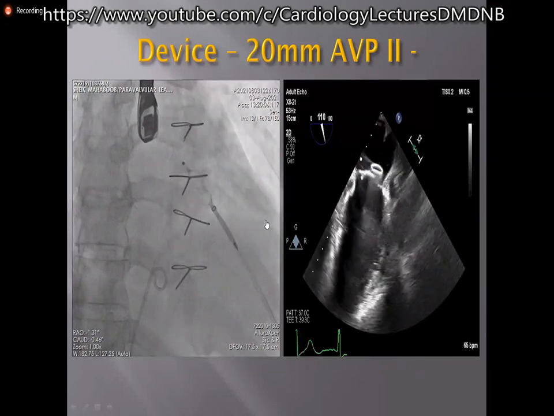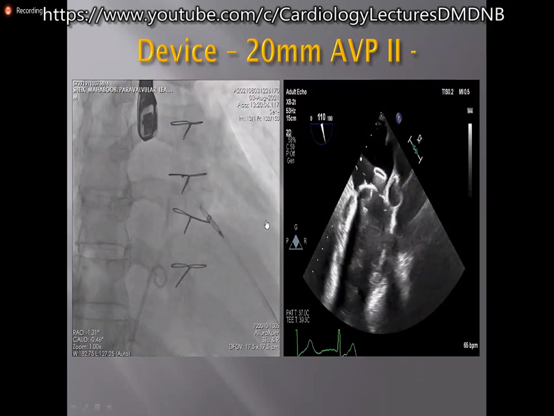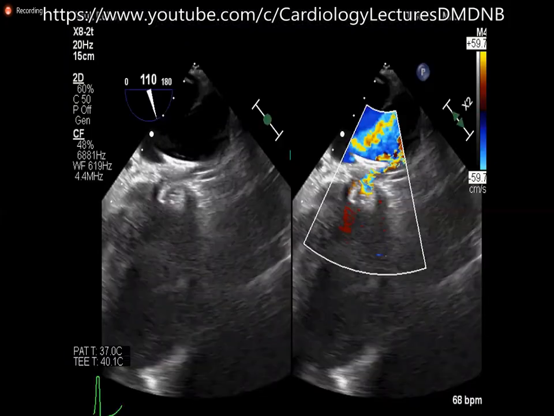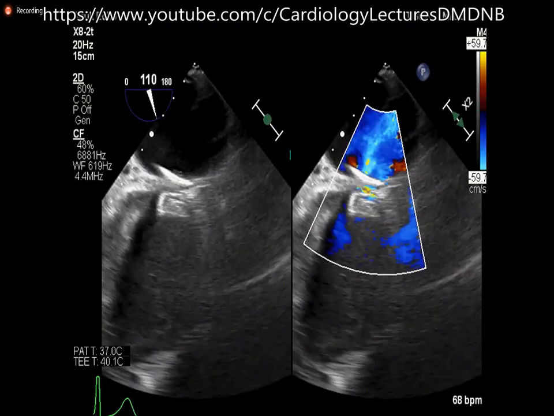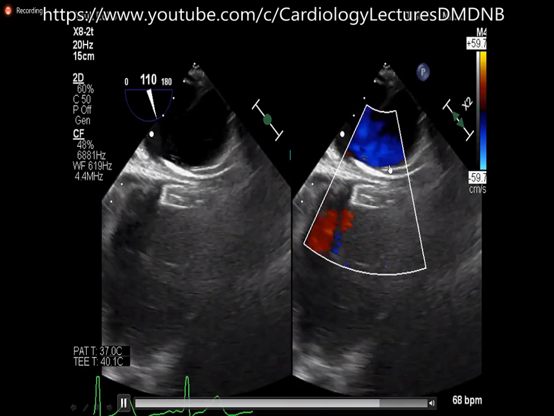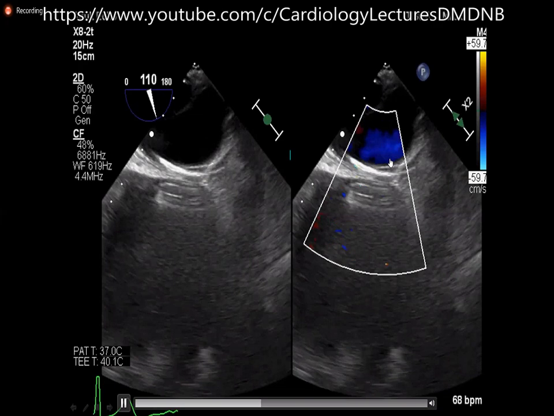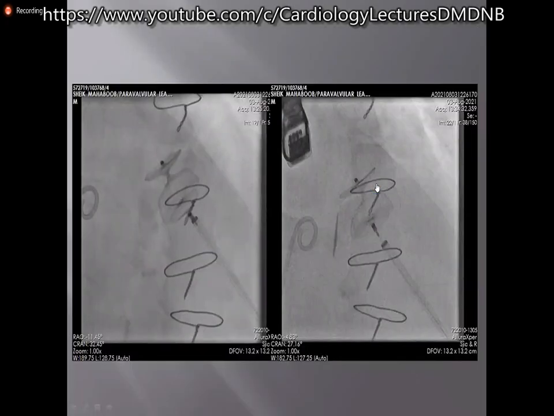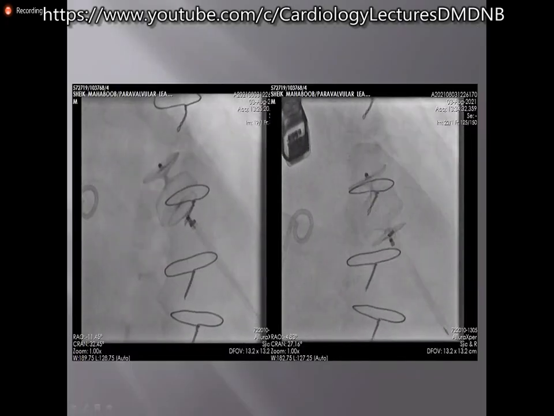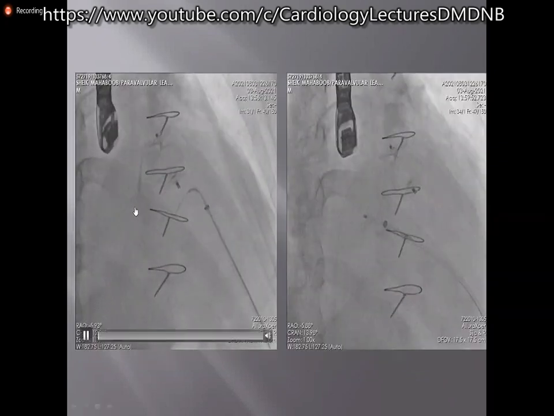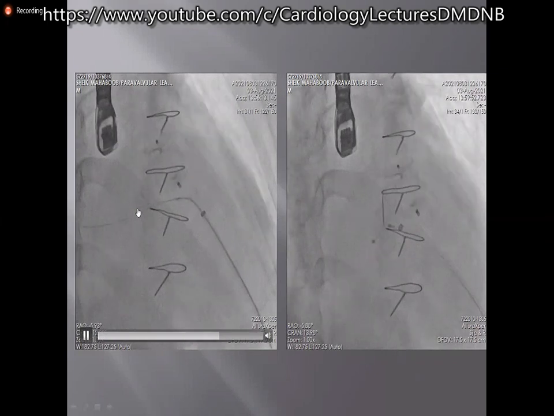One has to be absolutely sure you are not across the valve orifice, very important, before deploying the device. It was checked. So when it was deployed, see here, this AVP2 was occluding and MR has come down significantly. It is not obstructing the valve. Then it was decided to close the paravalvular leak in the posteromedial commissure.